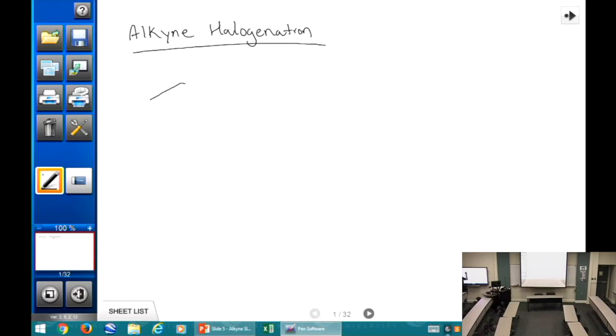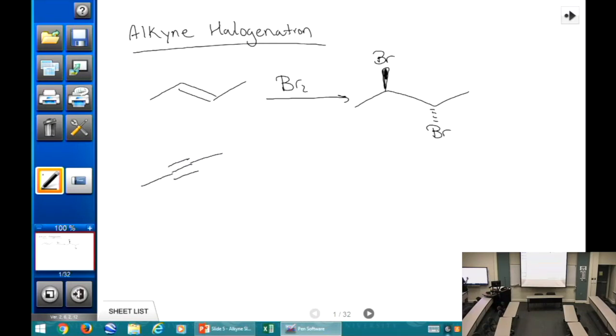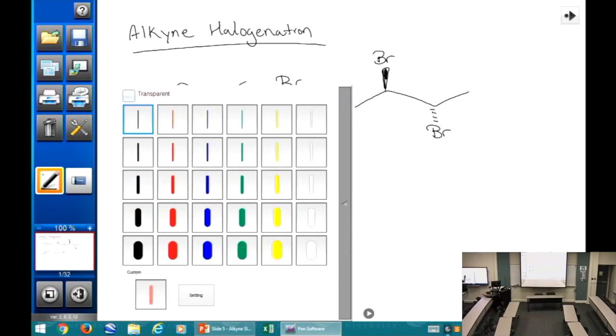Right, so remember alkene halogenation, right? You had your alkene, you added Br2 or Cl2, and you made a vicinal dibromide, right? Where your halogens were on opposite sides. When we have alkynes, we have two pi bonds that we can react with.